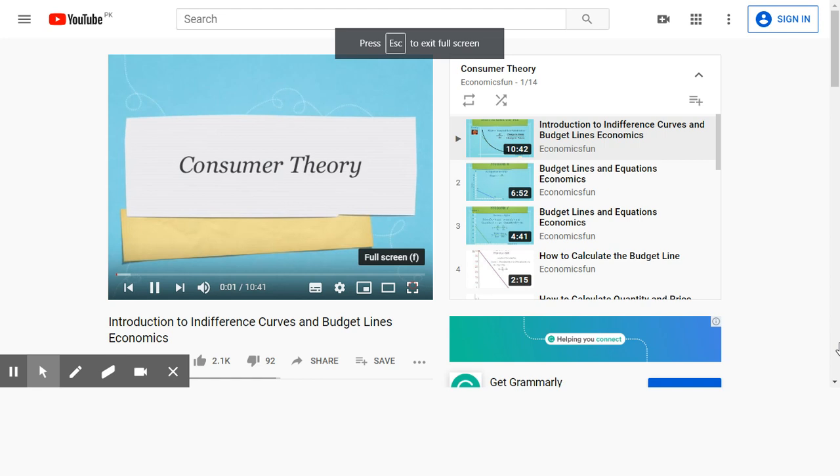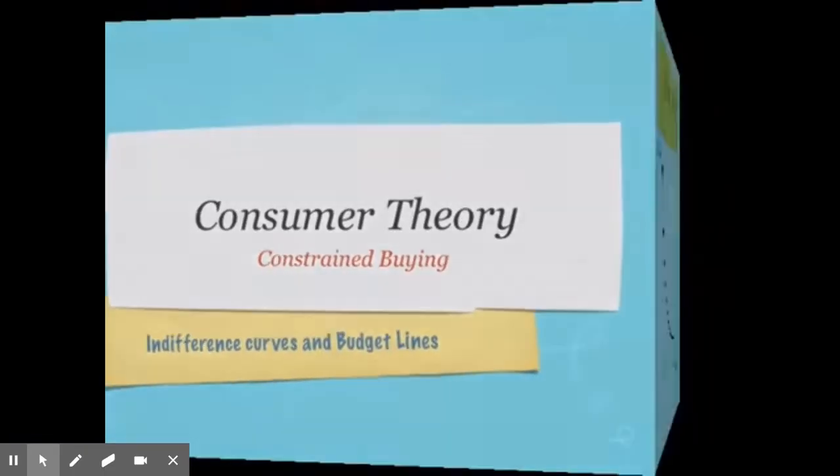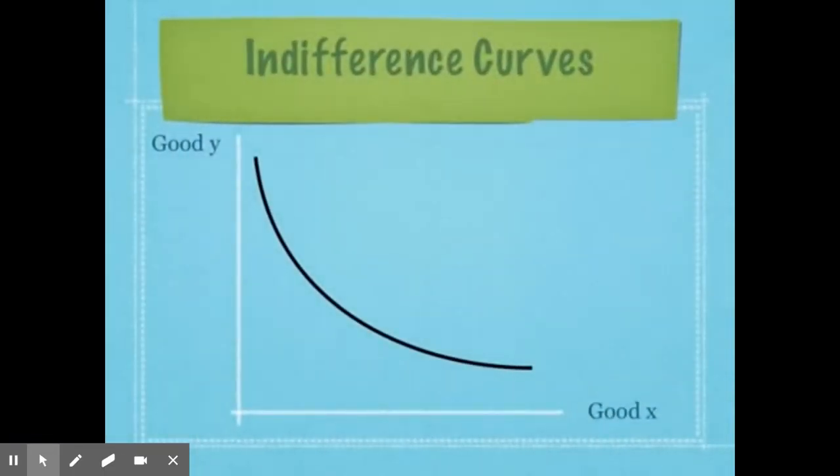In this podcast, I'm going to talk about consumer theory. Again, consumer theory is really all about constrained buying. I'm going to introduce two topics: indifference curves and budget lines. An indifference curve looks something like this, and we plot the quantity of good y on the y-axis and the quantity of good x on the x-axis.